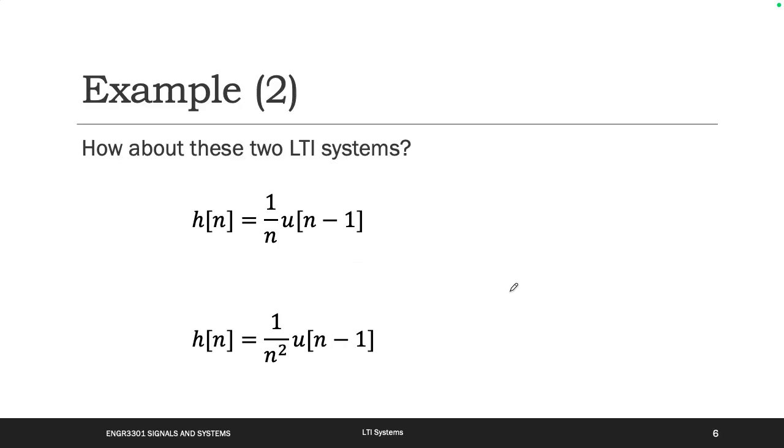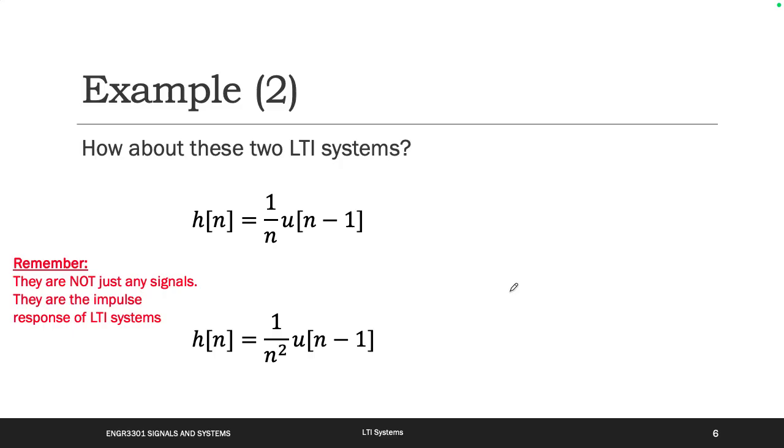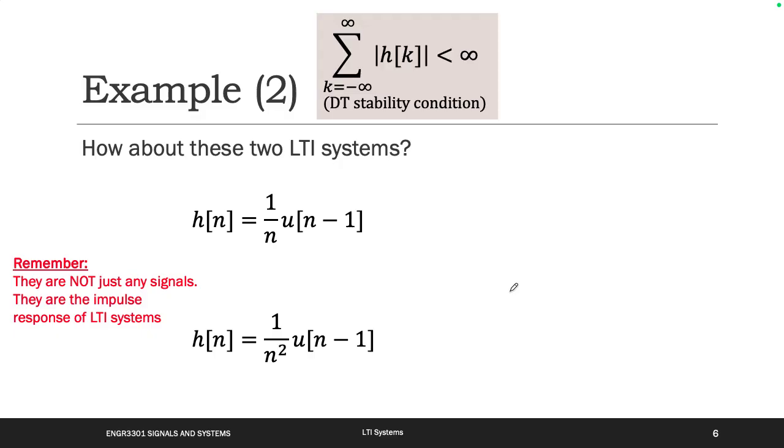Okay. How about these two LTI systems? Let's check the first one. Is it causal or not causal? Yeah, it is causal. Why? Just for this part, just in the positive part. Am I right? And then is it stable or not stable? Yeah, they are not just anything. They are just impulse responses. Well, we know that. And if we want to check whether it is stable or not stable, we need to use this equation. Am I right? Also, we can use this equation.